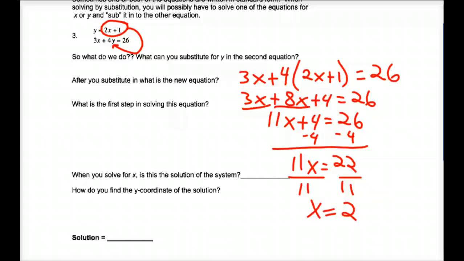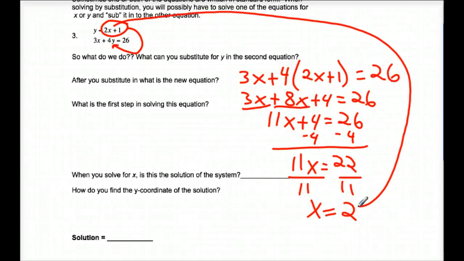Yes. So now, everybody take 2 and put it in for x into the first equation. What would you write? Who can do that? Come on, guys. More than just Harrison needs to start participating. Phoebe, what do you think? y equals 2 times 2 plus 1.